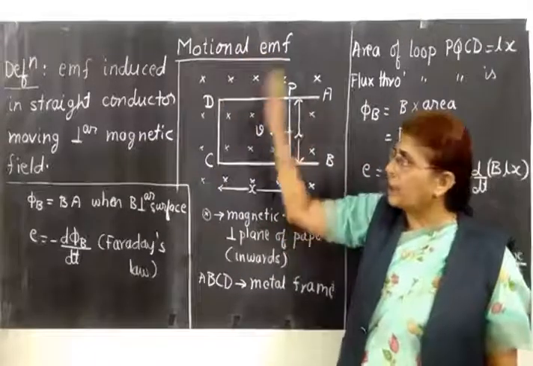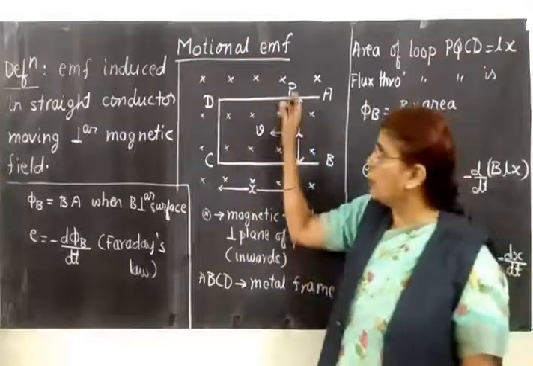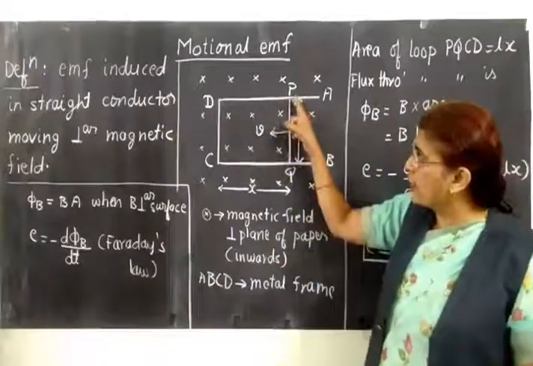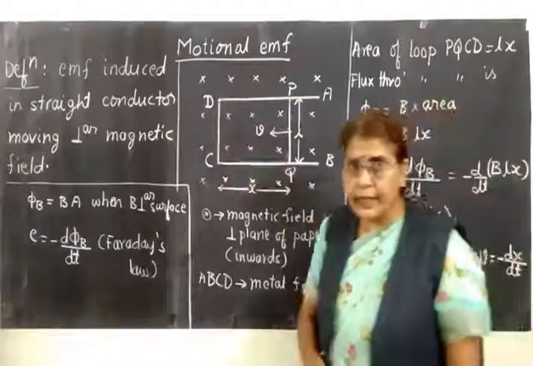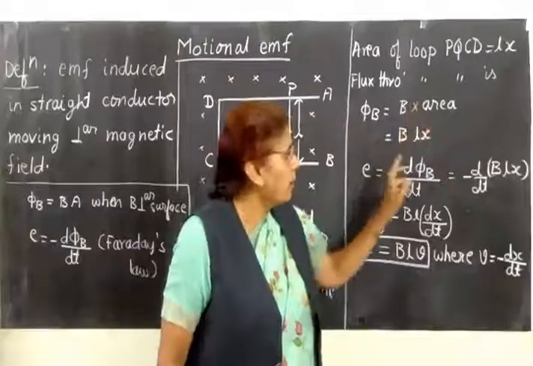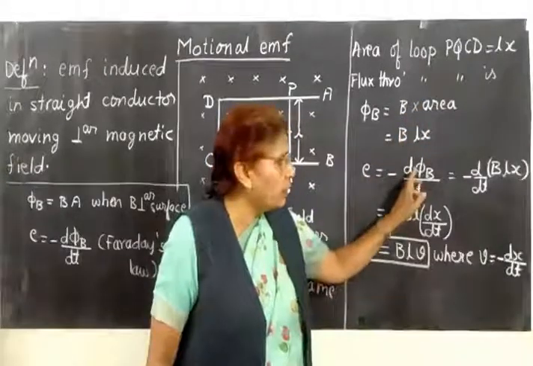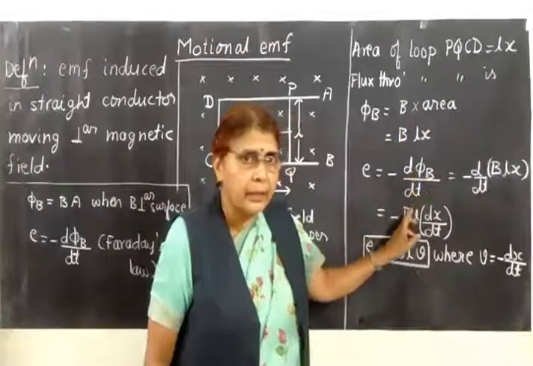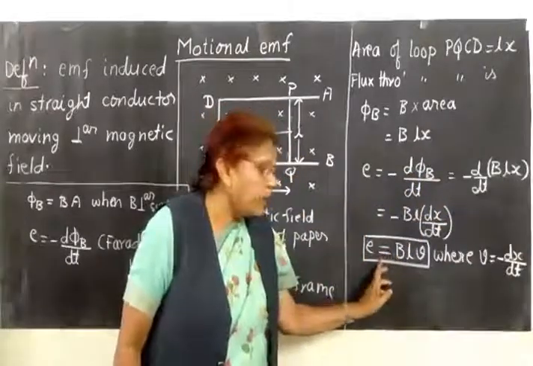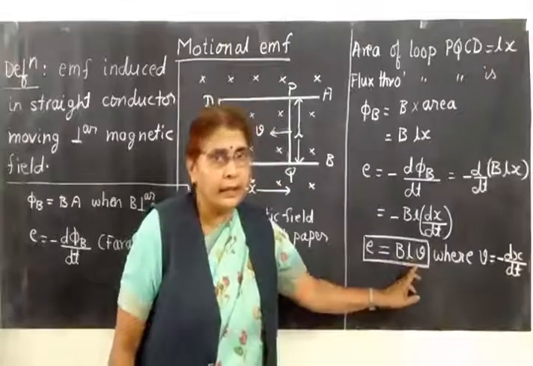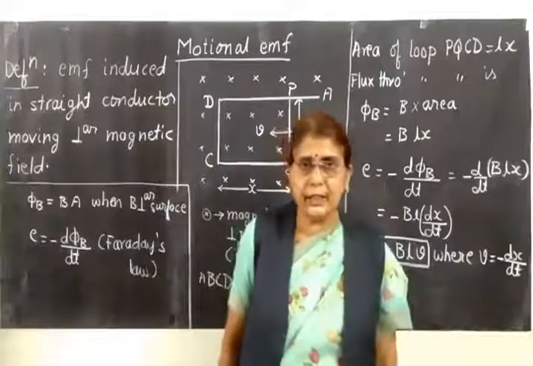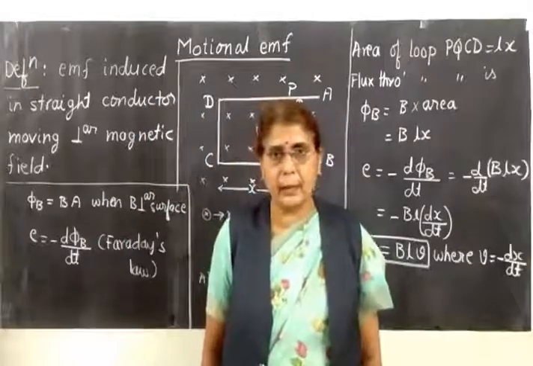And how to derive an expression for motional EMF? What are the steps? First draw this figure. So PQ is our conductor of length L moving with a velocity v. Take the rectangular loop PQCD. First find out the area of this loop, then find out flux through this loop, and then find out the induced EMF. According to Faraday's law, it is minus dφB upon dt. Put the value of φB and simplify. You will get the value as E equals BLv. So this is an expression for motional EMF. So you learn the derivation thoroughly because it is important from your exam point of view.